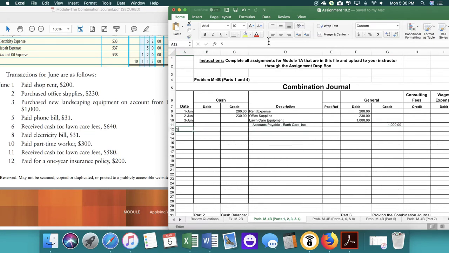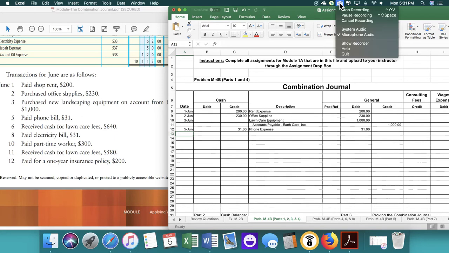Okay, on the 5th we paid our phone bill, so that's $31. Phone expense. Okay, I'm going to pause and go ahead and finish this part up since it's exactly like what we did on module 2B.